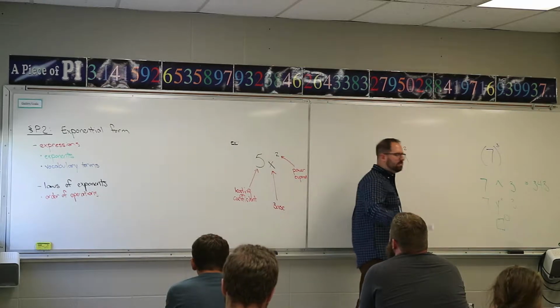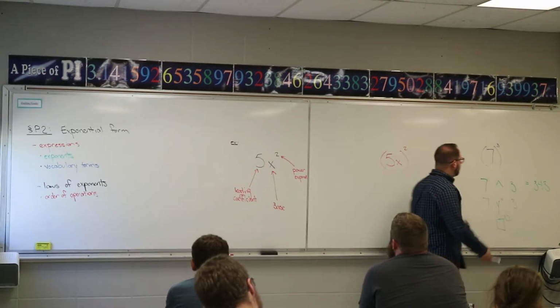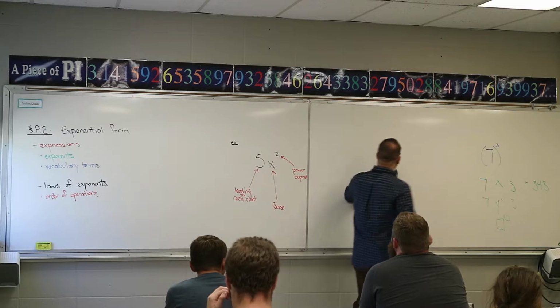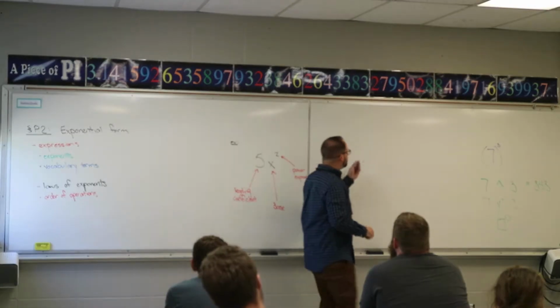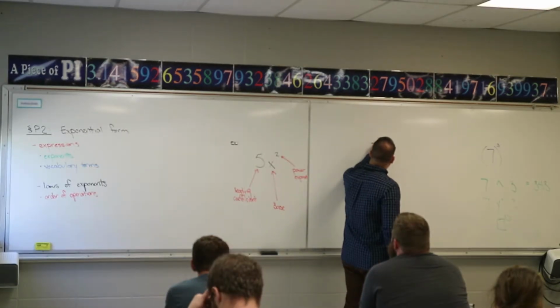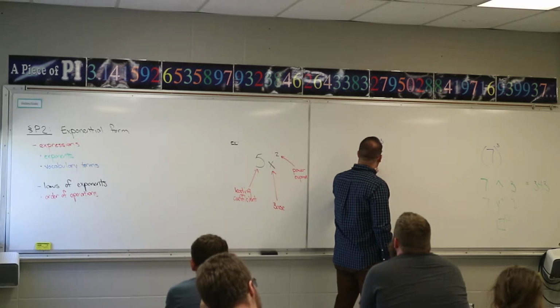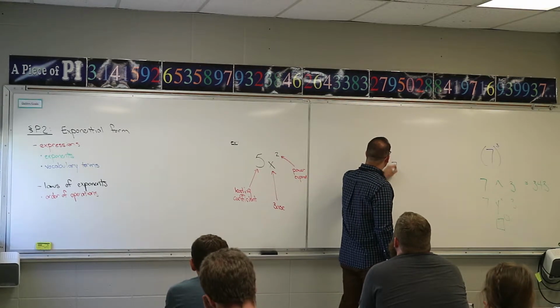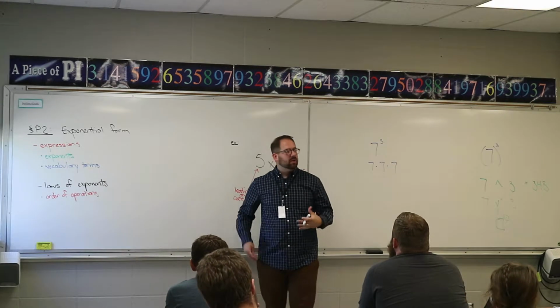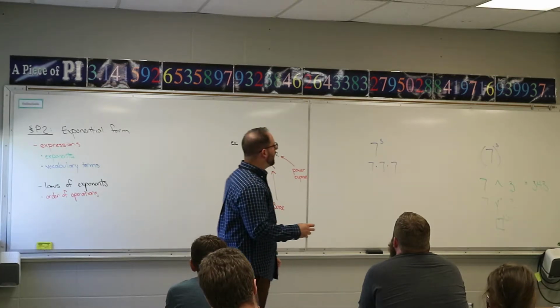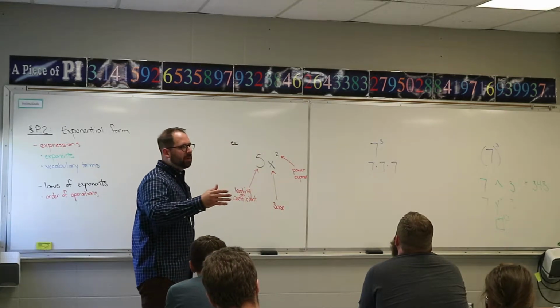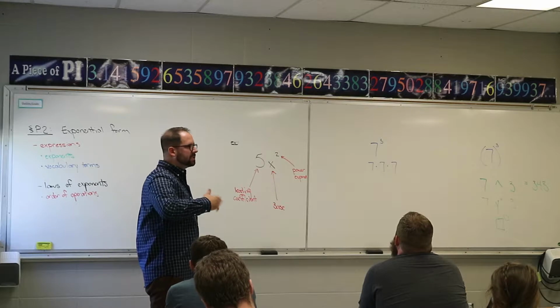Now, what this actually means, because a lot of people don't know. I mean, they know how to get the number, but they don't actually know what it's telling you. 7 to the third power literally means 7 times itself 3 times. Right? That's what it means. That's all an exponent is. It's a shorthand for writing multiple numbers being multiplied together. It's always multiplication. That's just how it works.